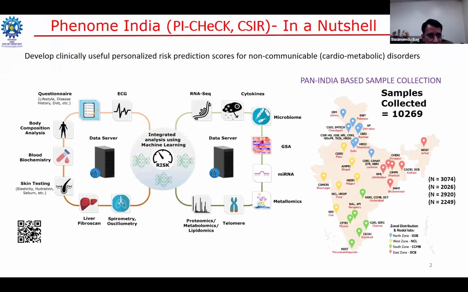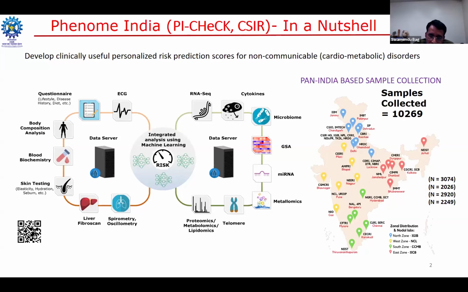So in this project, we're trying to develop a useful personalized risk prediction score for cardiometabolic disorders, the non-communicable diseases. It is right that these personalized scores also depend on the population, because whatever we are saying is the standard or reference range, it is totally geography specific and specific to the inhabitants. So there is till now no database specifically for the Indian populations.